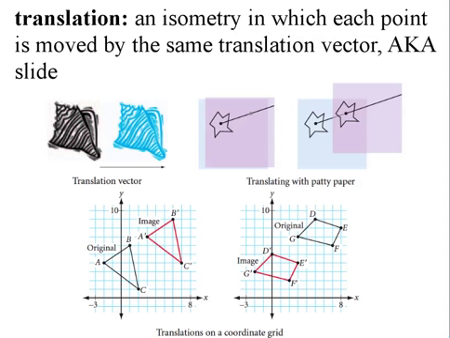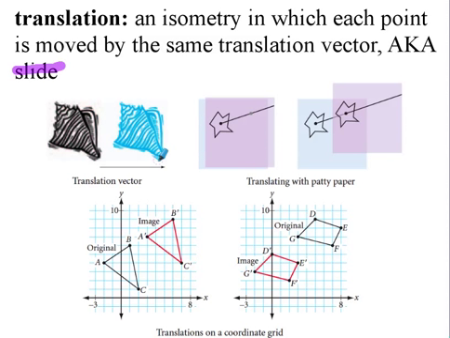All right, so the first thing we're going to talk about is a translation. A translation is just what it sounds like. It's an isometry in which each point is moved by the same translation vector. You will hear a translation referred to as a slide. So you want to make sure you get down that last term, slide. Because if you associate a translation with a slide, that's going to kind of tell you what you do.